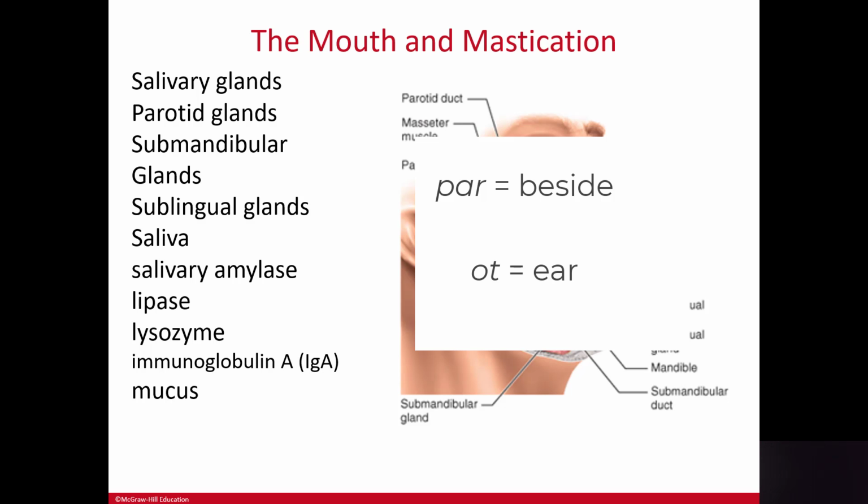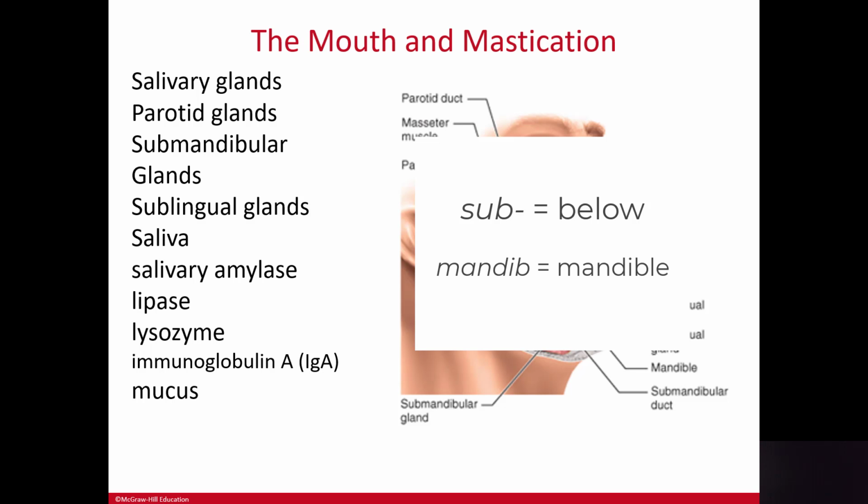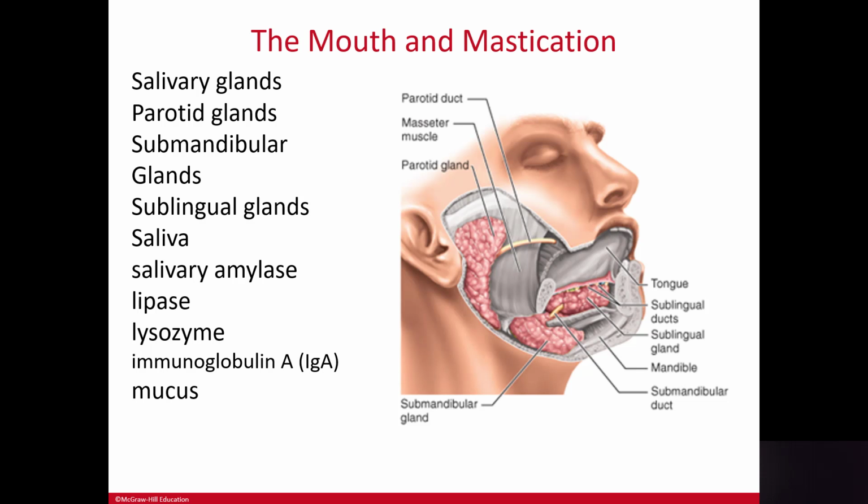So the parotid glands are just in front of your ear. Submandibular, sub means below, mandible, obviously referring to the mandible, the lower jaw, and then sublingual, sub again meaning below, and lingual meaning tongue. So you can identify those glands by breaking down their terms and where they are. So they secrete saliva, which is basically 95% water, but it also contains a bunch of enzymes.